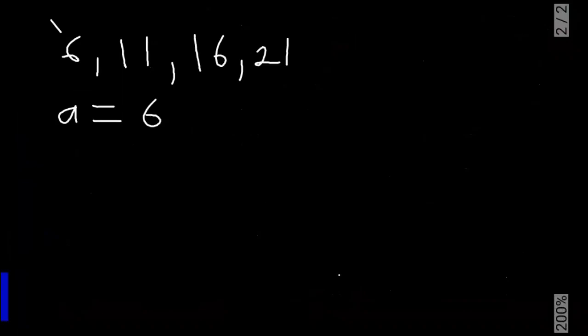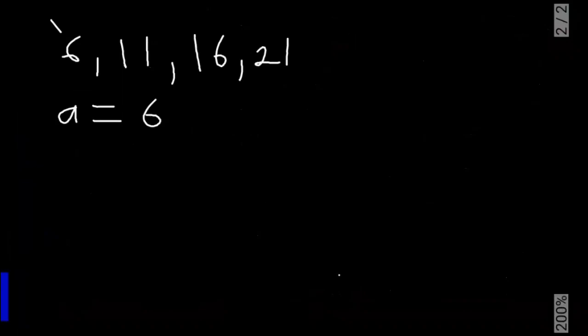We have the sequence as 6, 11, 16, and 21. Our first term is 6. What is our common difference? We pick one of the terms.